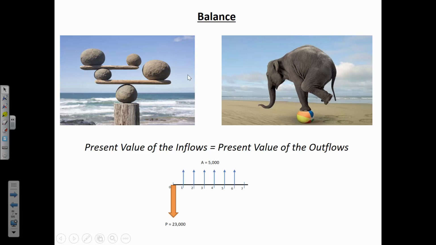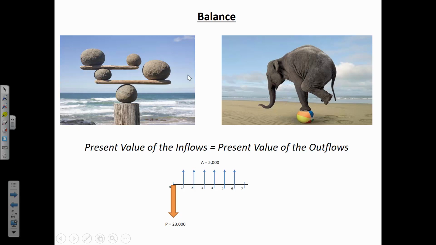It's where the present value of the inflows is equal to the present value of the outflows. That's one way of illustrating balance. And so what we're saying is, if you made some investment in the present, then the return you receive, the inflows to you over time, is equal.